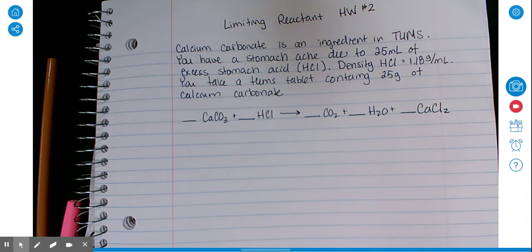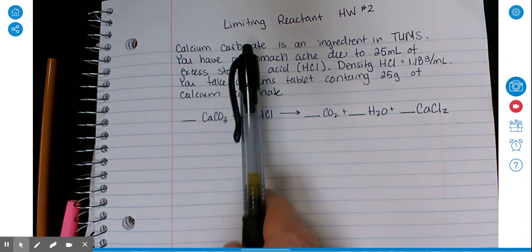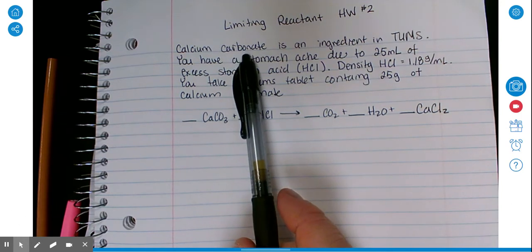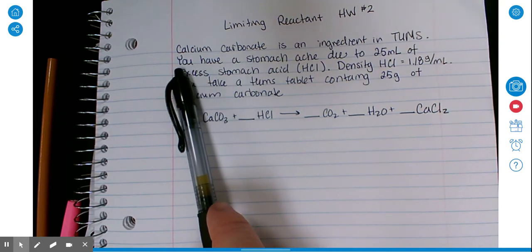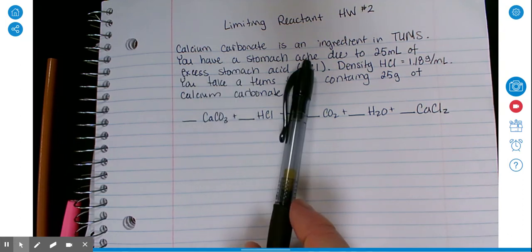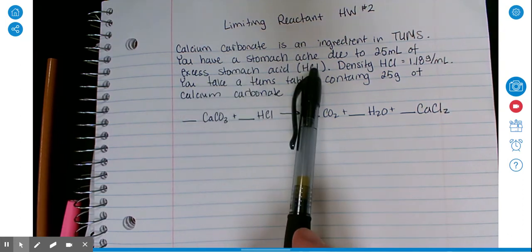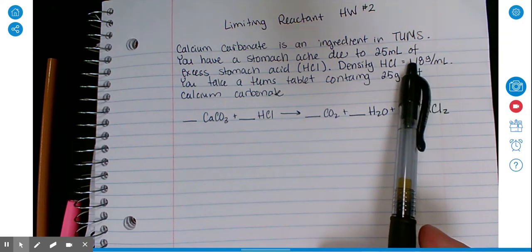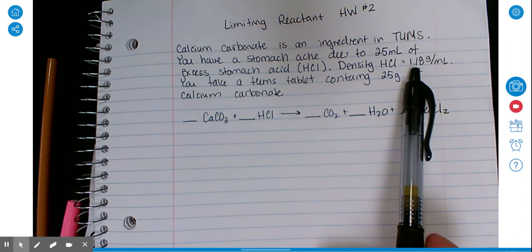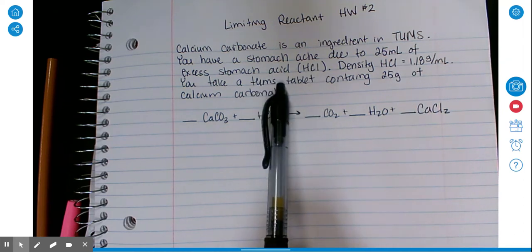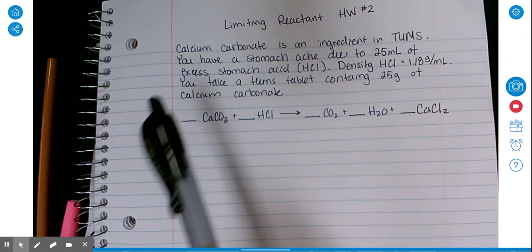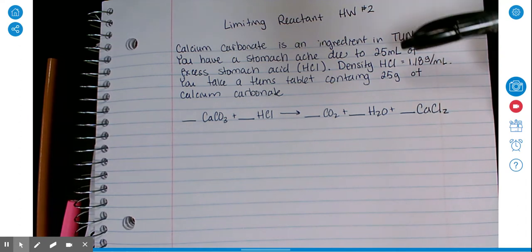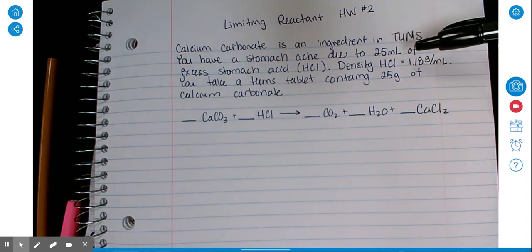For homework 2, we are going to be looking at Tums. Specifically, calcium carbonate is one of the active ingredients in Tums. We're saying that you have a stomach ache due to 25 milliliters of excess stomach acid. The density of stomach acid is 1.8 grams per milliliter. And you are going to take a Tums tablet, which contains 25 grams of calcium carbonate, in order to try and neutralize this excess acid and get rid of your stomach ache.